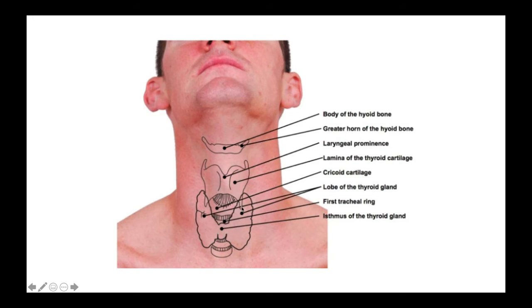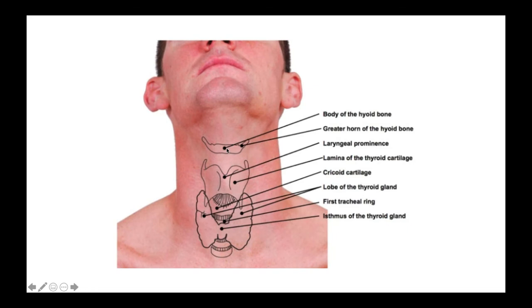We have an isthmus between. This is the left lobe and right lobe. On the posterior side of the thyroid gland would be the parathyroid gland, but we really don't see that from this view. You have to see it from the posterior.